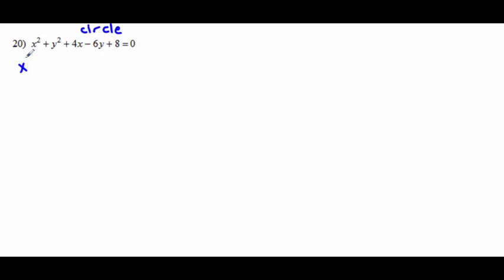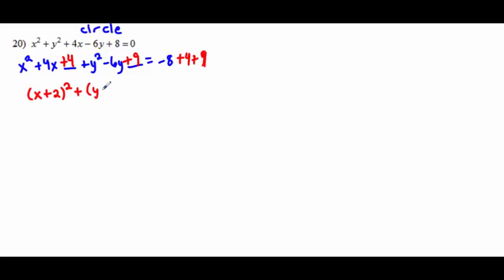Group your x's and your y's. There's nothing for us to take out of these, so that's nice. Half and square, 4. Half and square, negative 6. Put those on the other side to keep your equation balanced. In our parentheses, we need to factor. And then on the right side, we need to add negative 8 plus 4 plus 9, which is 5. Now it's a circle, so do I need to divide? No.